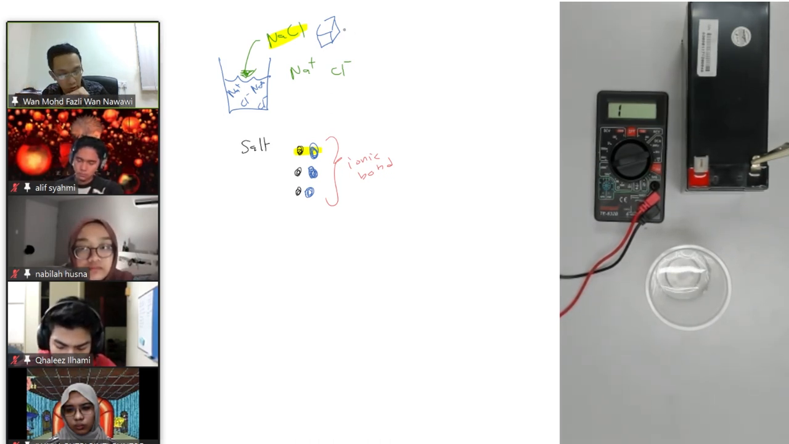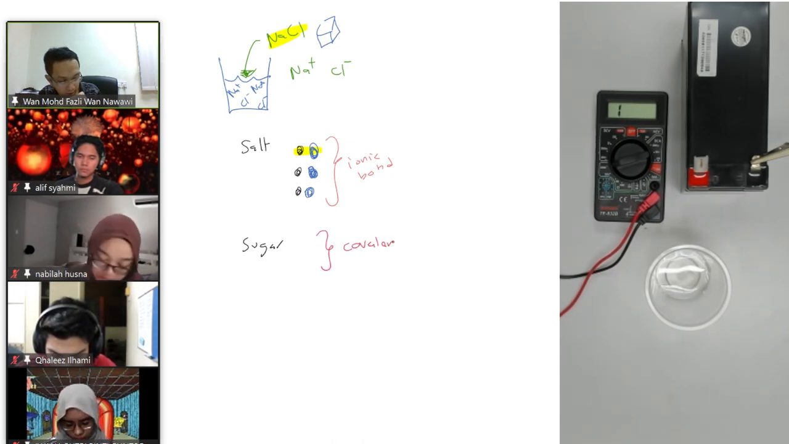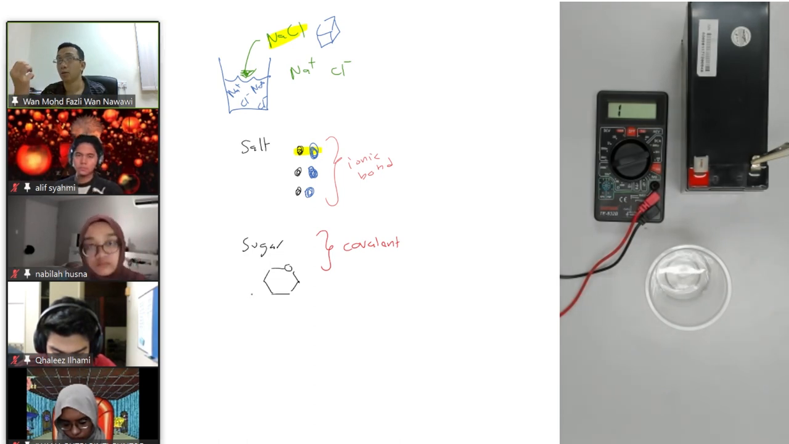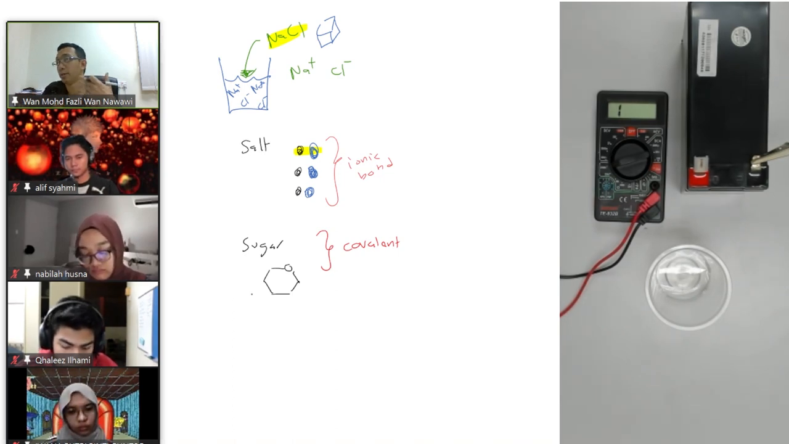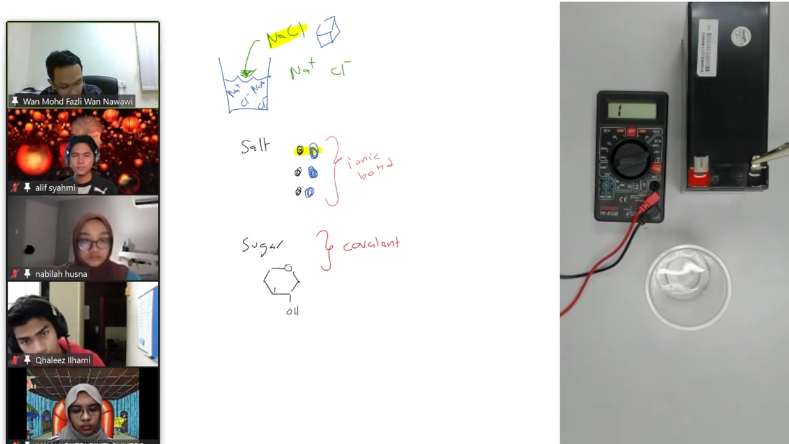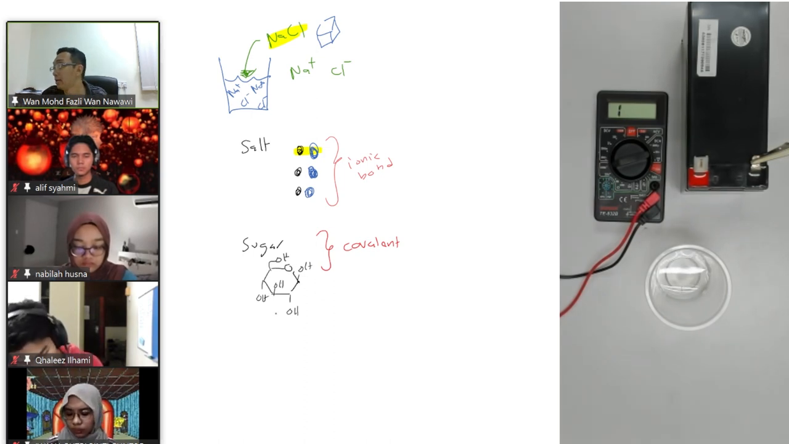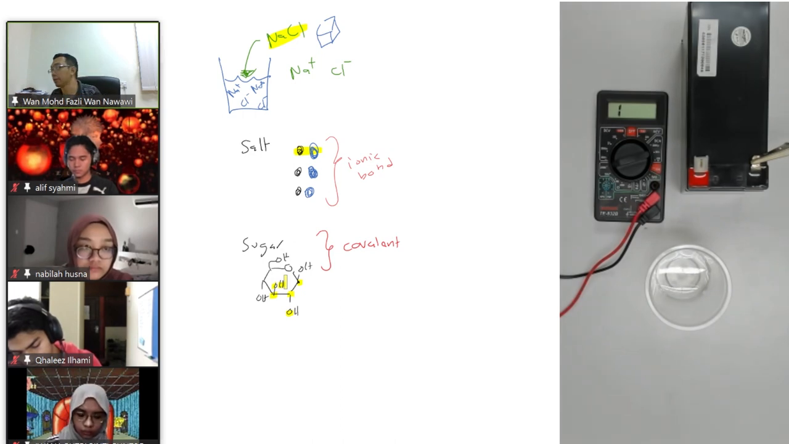Sugar is different. This is salt, and sugar is different. Sugar is not ionic. Sugar is basically covalent. Later on, when you learn organic chemistry, you will learn one part called polysaccharide. Sugar is one of the polysaccharides. A simple sugar like glucose has a structure like this, with OH and then OH like this. This is not ionic. Sugar is just covalent bonds. So this O and H are covalently bonded, this carbon and the O are covalently bonded, and so on. So the way sugar dissolves is a little bit different.